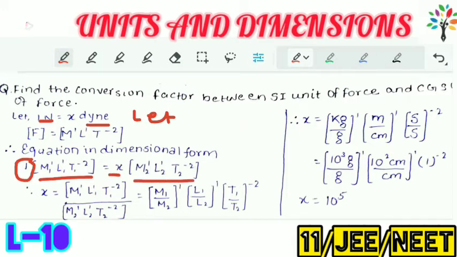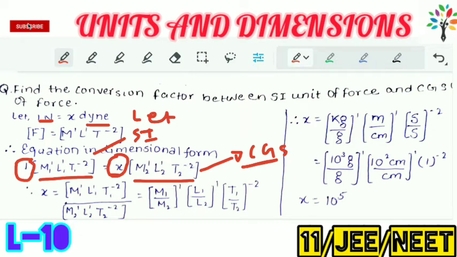Okay, in left hand side we have taken force in SI unit, and in right hand side we have taken force in CGS unit. So here we have 1 Newton is equal to x, we can say x unit of CGS unit of force. So from here, if we are to find the value of x, then this M2 L2 T2 will come this side in the denominator. So this will be M1 L1 T1 upon M2 L2 T2, right?